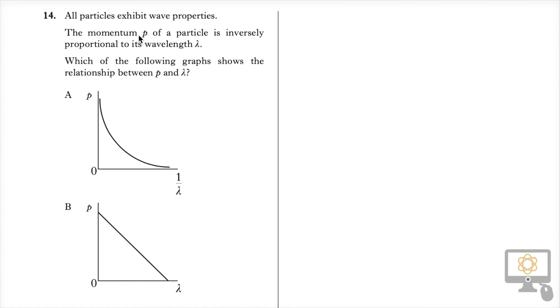And it says that the momentum, I'll just highlight this, P of a particle is inversely proportional to its wavelength lambda. Which graph shows the relationship between P and lambda? So let's first of all just write this out. It says that the momentum is inversely proportional to the wavelength. So momentum, put the proportionality symbol there. Inversely proportional to wavelength means you would write it as 1 over wavelength.